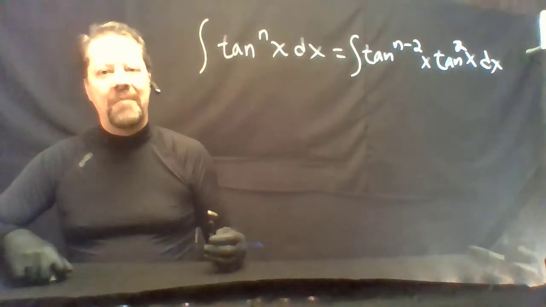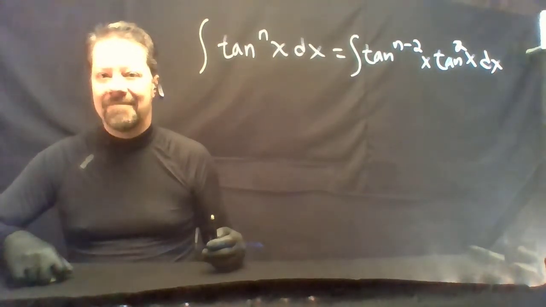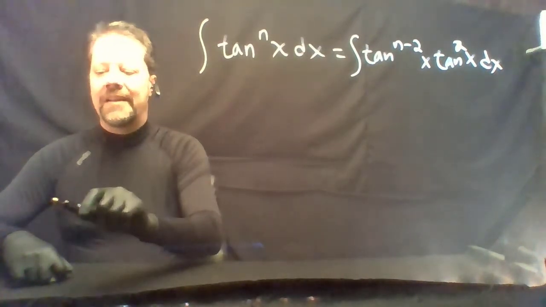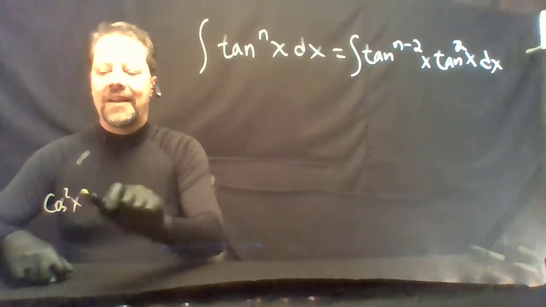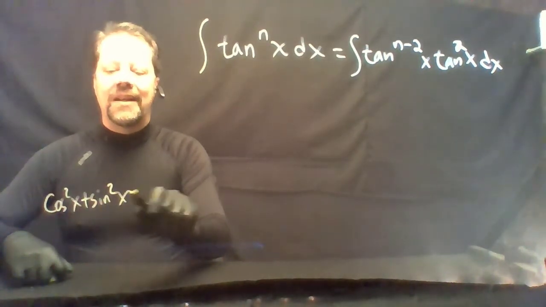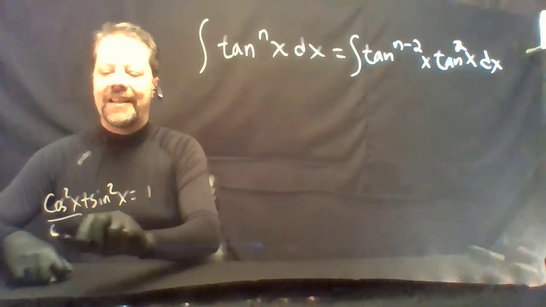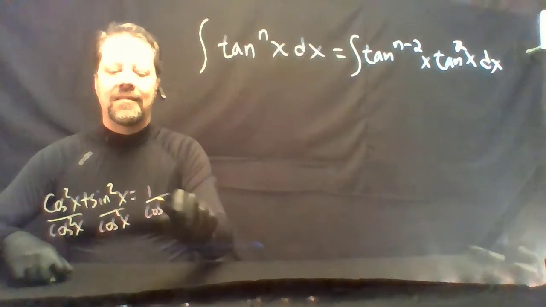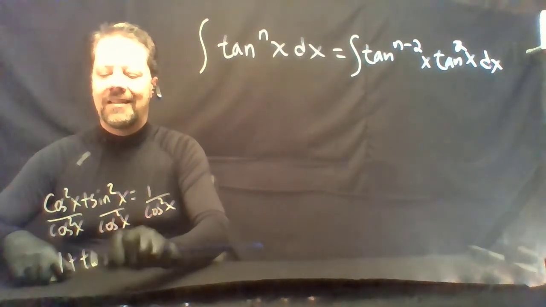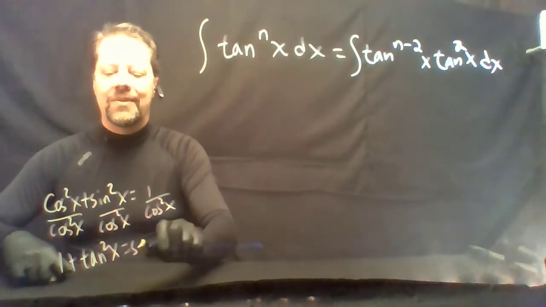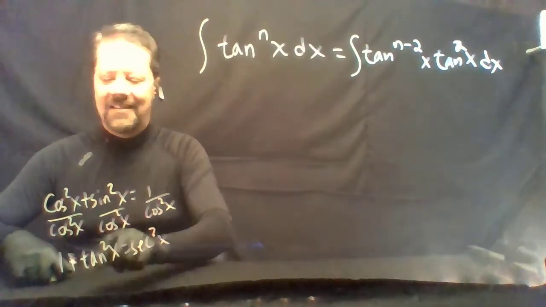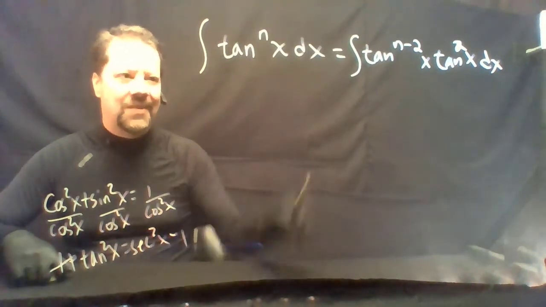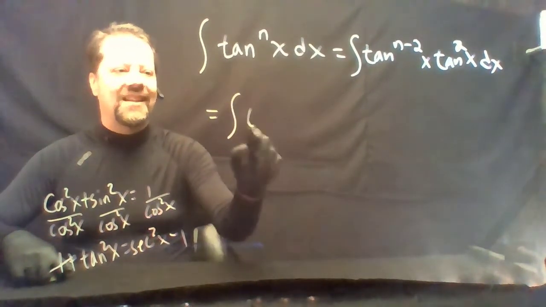Do you remember a Pythagorean identity involving tangent x? You might remember that. Let's see. We know that cosine squared x plus sine squared x is 1. And if we divide everything in sight by cosine squared x, we'll get 1 plus tangent squared x equals secant squared x. If we move the 1 over, tan squared x is secant squared x minus 1. Let's see where this leads.